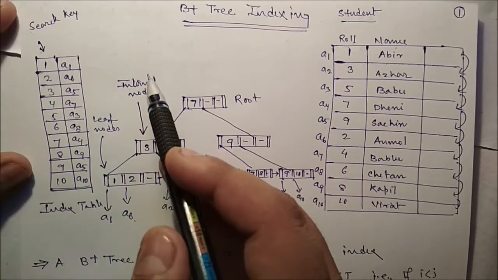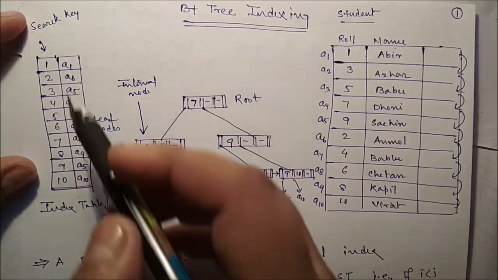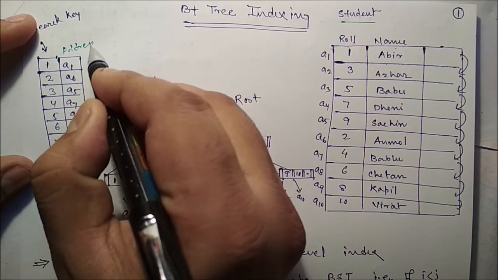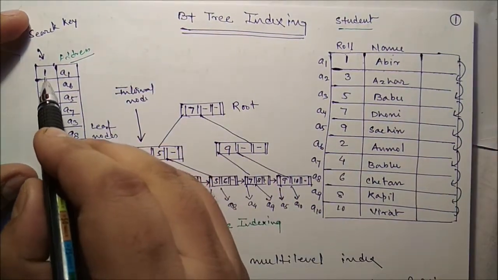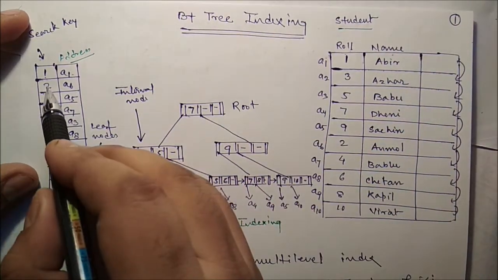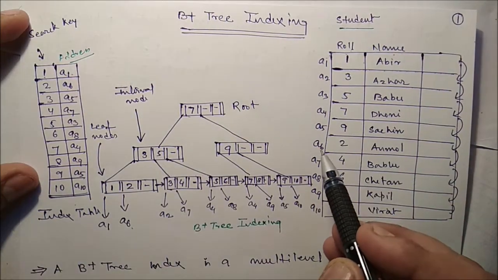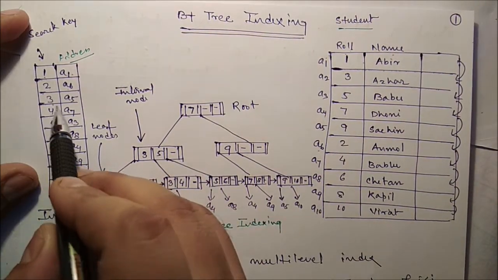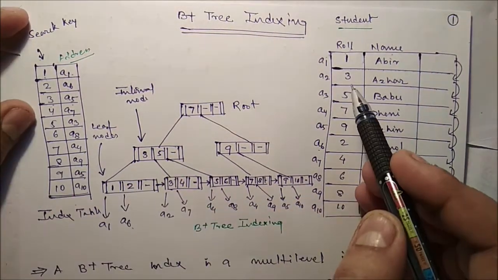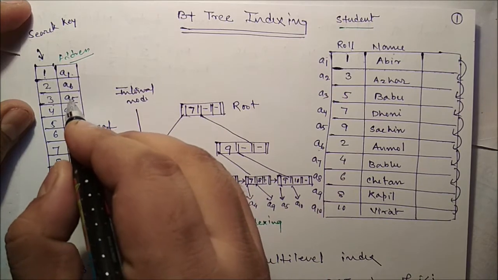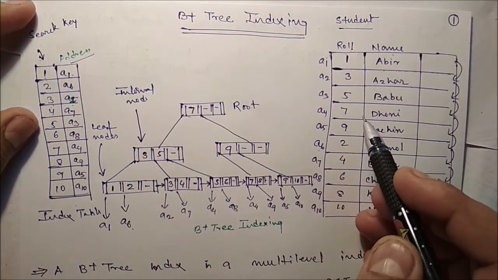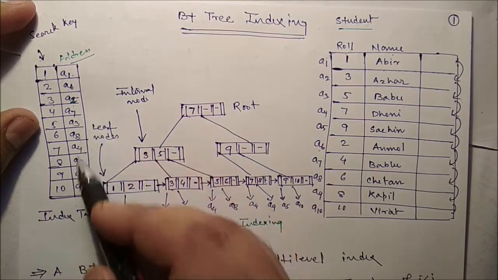Suppose you want to create an index using the roll number. What we can do is create a table called the index table. Here the search keys are there and here we have to store the address of each. Roll number 1, its address is A1. Roll number 2 address is A6. Roll number 3 address is A5. Roll number 3 address should be A2. Are you getting this one? Roll number 4 address A7 and so on.